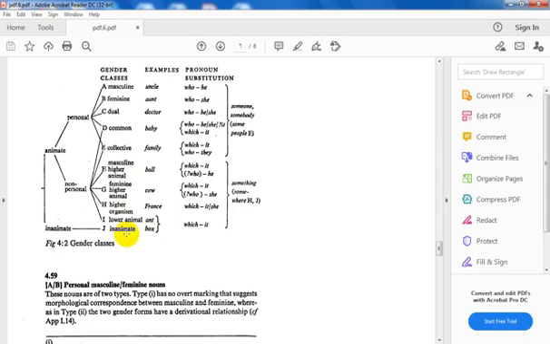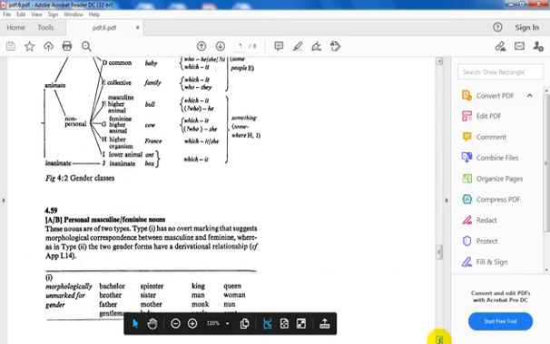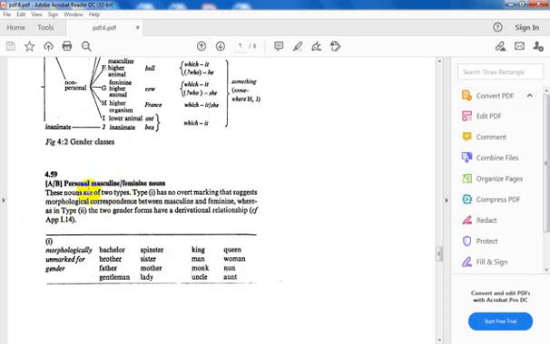I do not explain or present the diagram deeply, because each class of the gender classes will be classified in more detail in these sections. The first one is personal masculine and feminine, concerning masculine and feminine for humans.